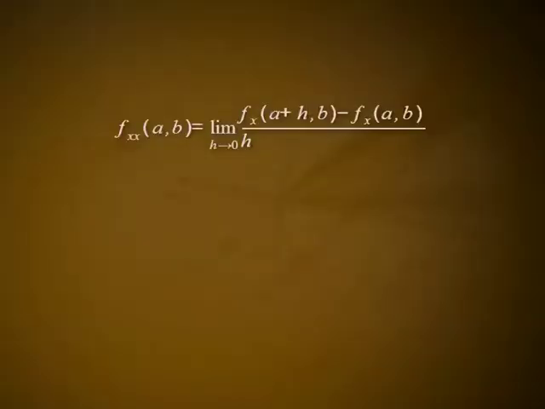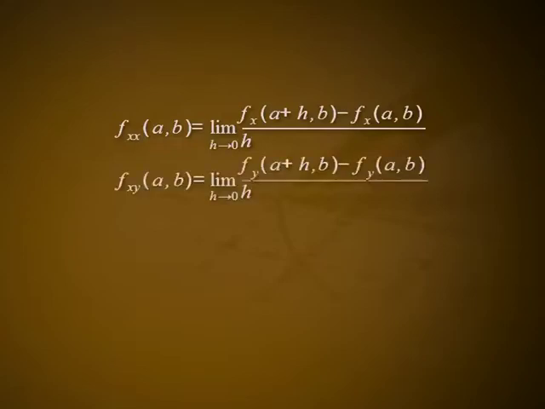Similarly, the second order partial derivatives ∂/∂x of ∂z/∂y and ∂/∂y of ∂z/∂y are respectively denoted by ∂²z/∂x∂y and ∂²z/∂y². Thus, there are four second order partial derivatives of z at any point (a, b) defined by f_xx(a, b) is equal to the limit of f_x(a plus h, b) minus f_x(a, b), all divided by h, as h tends to 0. f_xy(a, b) is equal to the limit of f_y(a plus h, b) minus f_y(a, b), all divided by h, as h tends to 0.